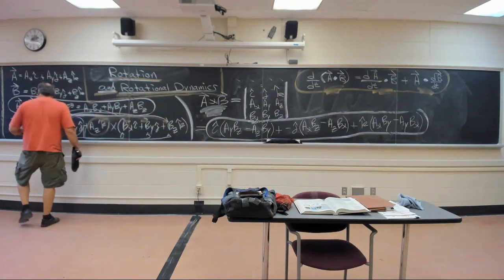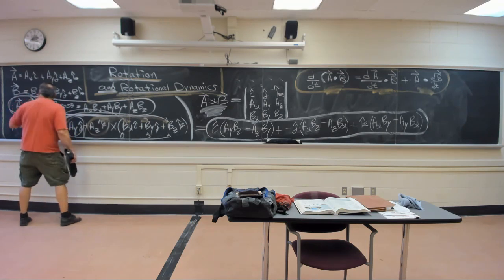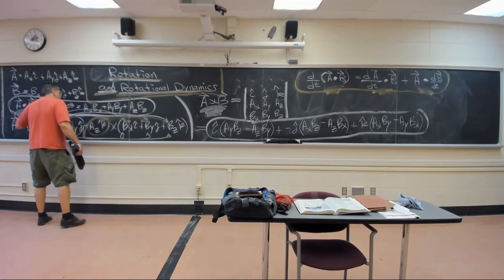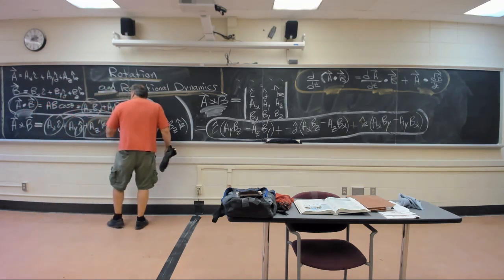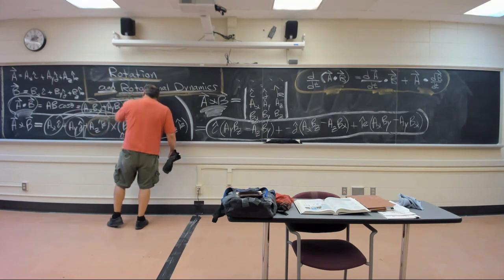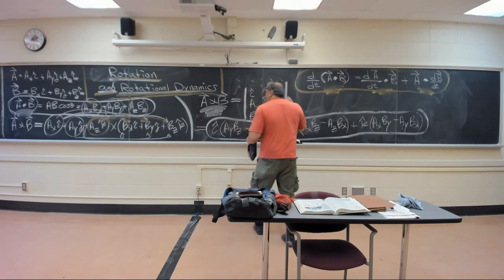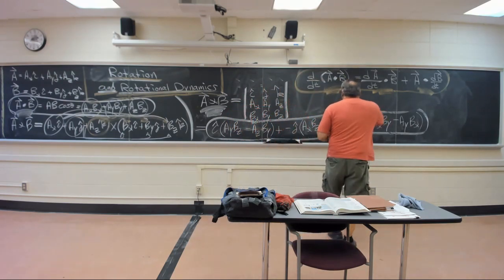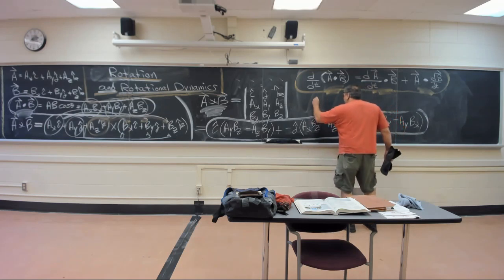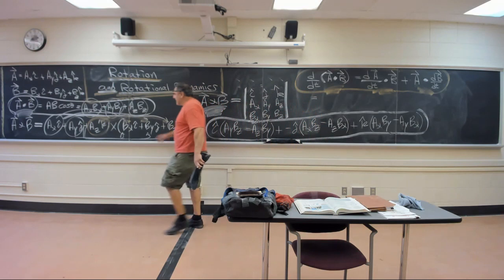If A vector dot B vector is given by AX BX plus AY BY plus AZ BZ, then you could individually get derivatives. You could say, okay, watch. Again, I'm kind of just debating this with myself, but what the heck?